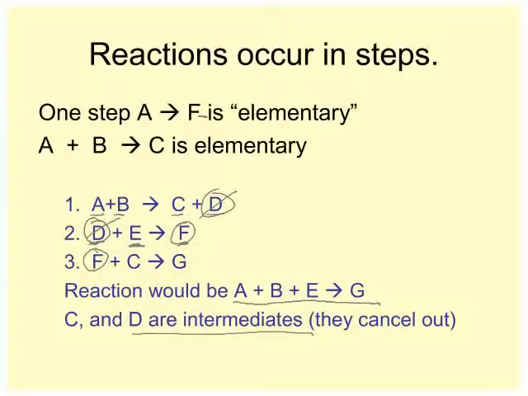Okay, now over here again, also notice C is created and then it's used up. So C and D are intermediates. I missed another intermediate. That intermediate would be the F. Okay. So multi-step reactions are way more common than elementary reactions.